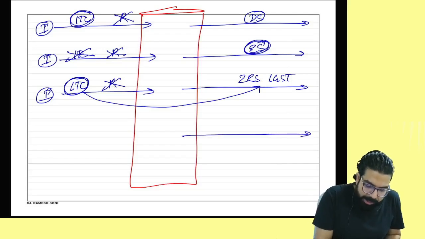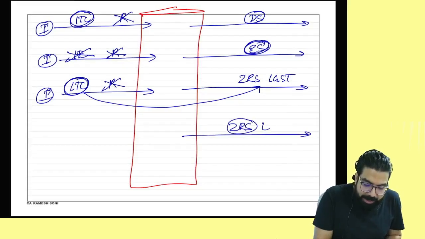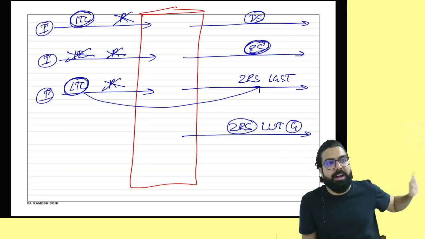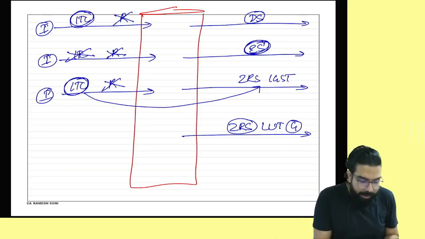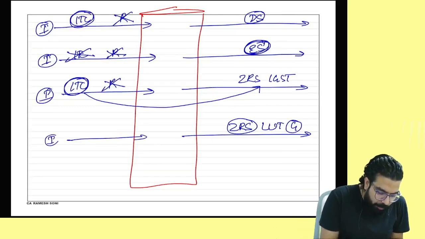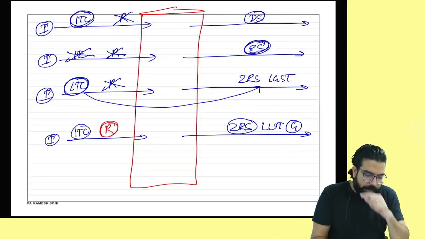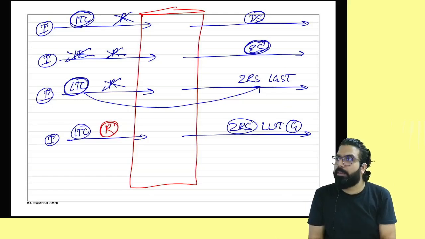I have some zero rated supply which I am making under LUT for goods. I am making some zero rated supply under LUT, zero rated supply of goods. My question is, the ITC which I paid on inputs, what will happen? I will get a refund. Do you guys agree? Okay.